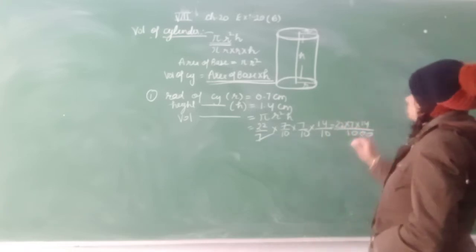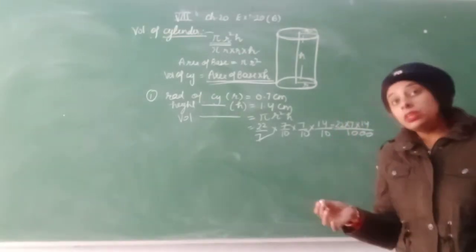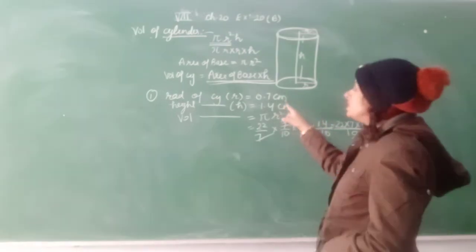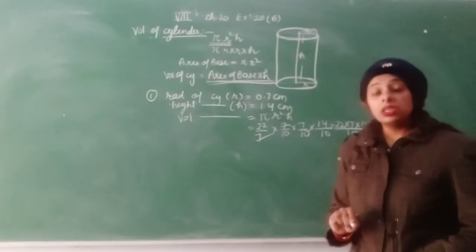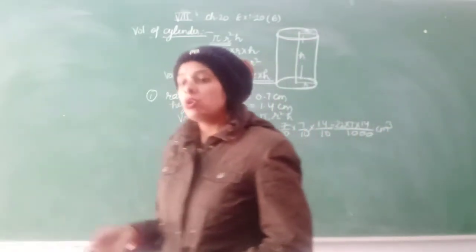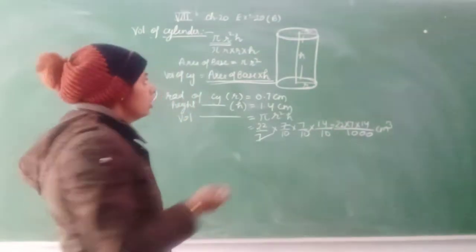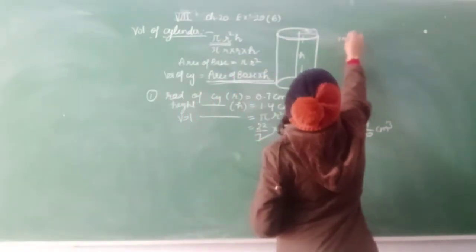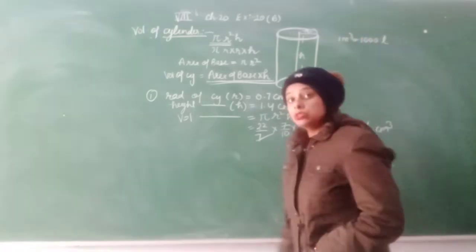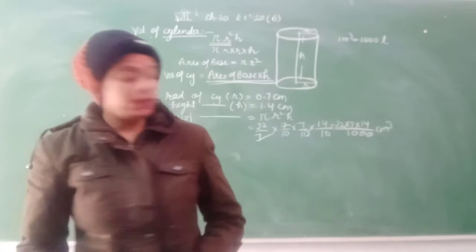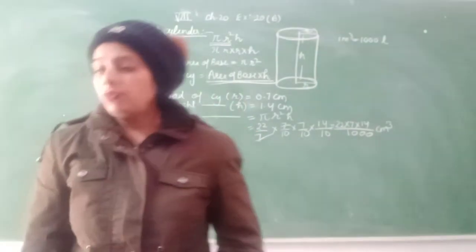Divided by 1000. Just make sure of the unit of the volume of any figure. If everything is in centimeter, your unit will be centimeter cube. If you want the answer in liters, I have already told you the relationship between the liter and the meter cube: 1 meter cube is equal to 1000 liters. So you can convert any volume into liters also if it's required.